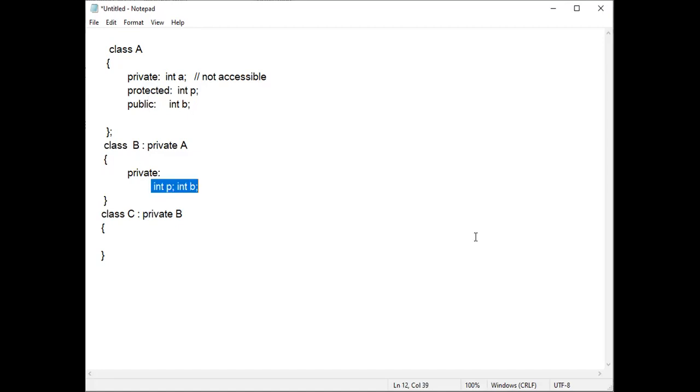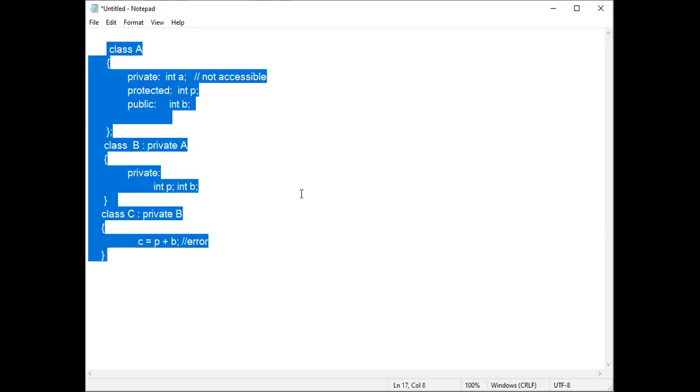So in class C you cannot access it. If you try to access this, like C equals P plus B or P into B, or if you display the values like this, you'll get an error here. So that is the concept here. When you are doing multi-level inheritance, first of all, multi-level inheritance means a minimum of 3 classes should be present. If you are speaking about only 2 classes, that is single level inheritance. A minimum of 3 classes should be present: class A, class B, class C.